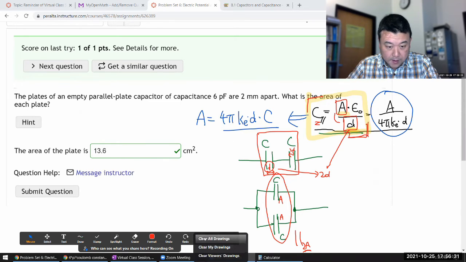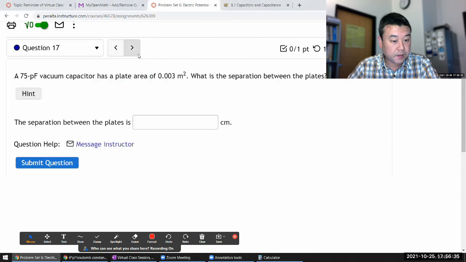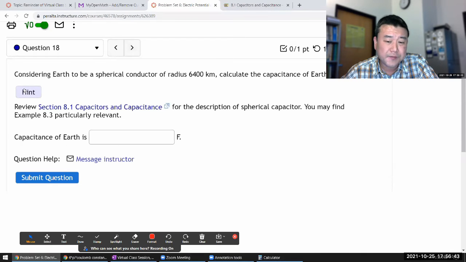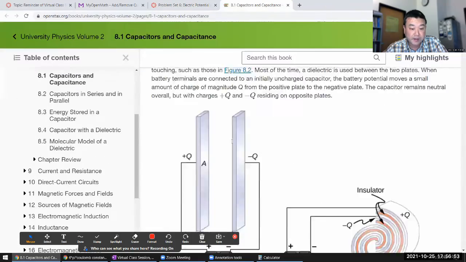Okay, I think there's enough time for one more question. Let me see what question I'll do. So this, I've done a version of that already. Oh, I think this question I give enough of a hint. Yeah, I already told you example 8.3 might be particularly relevant. So I'll tell you why that's relevant.